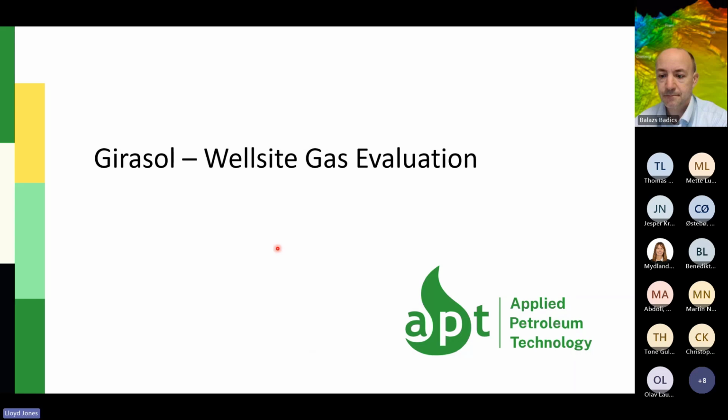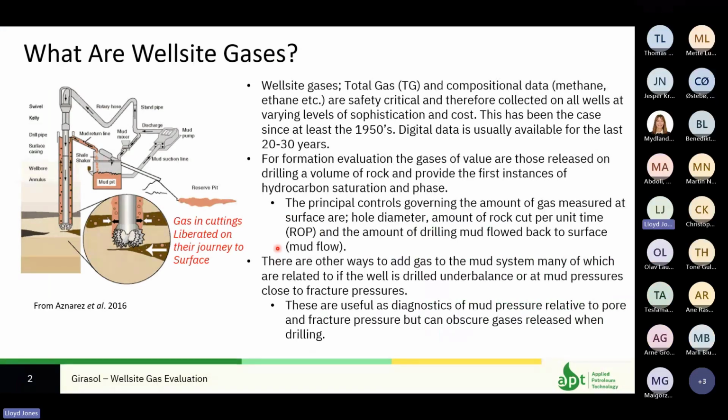Right, let's get going. So what are well site gases? Well site gases in both total gas sense, so that's just a total gas recorded on an FID, and the compositional data, so that's C1 to C5 typically, but you can also get some advanced mud gas systems which go up to C8 with some aromatics there, are safety critical, and they're therefore collected on all wells at varying levels of sophistication. So that's your standard mud gas data or your advanced mud gas data.